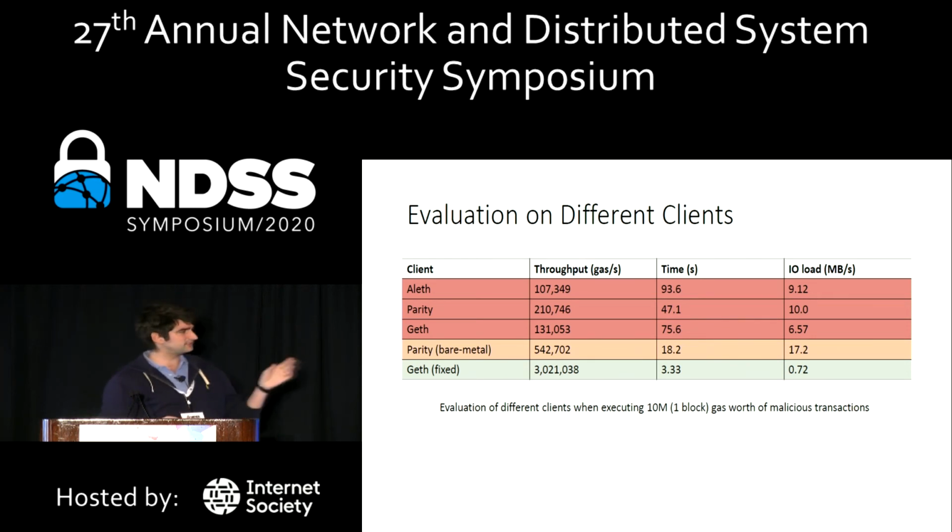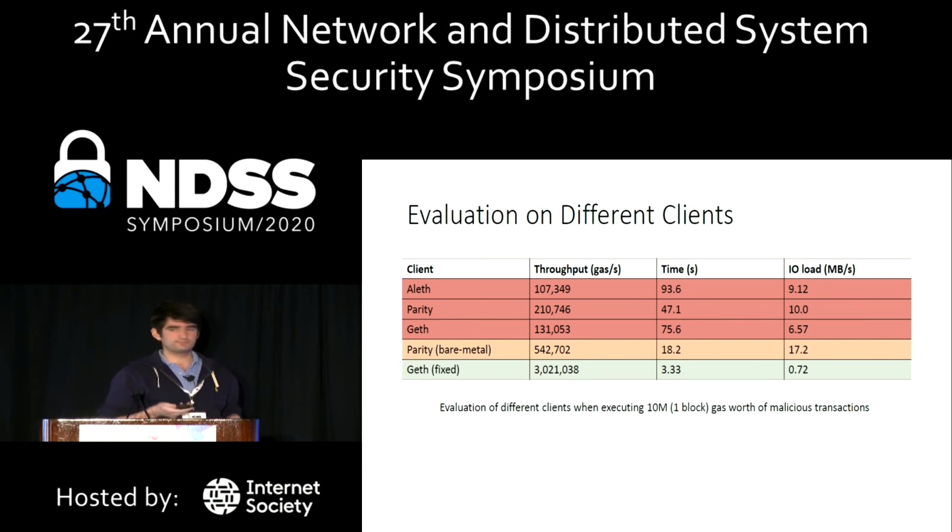As we ran this on a cloud server with a fairly commodity hardware setup, we also tried to repeat the experiment with the fastest of the three clients, Parity, on a much more powerful bare metal server. And even then, the time was around 18 seconds to execute this block, so this would still be too slow to keep up.